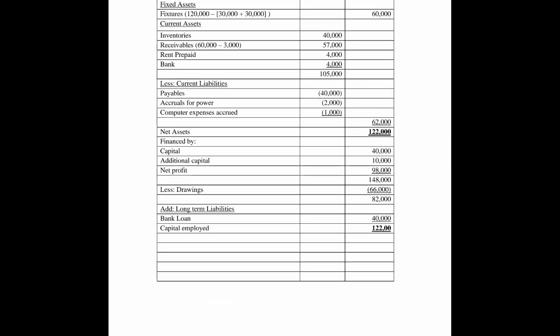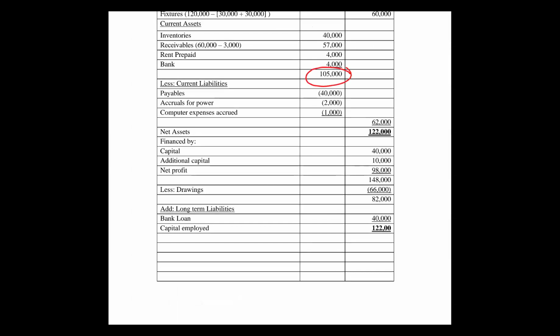So from these current assets that you have, you can deduct the current liabilities. You've seen them: payables, accrued expenses. You had those accrued expenses, the 2,000 for power and the 1,000. Deduct all these from the current assets. The 105 is total current assets. The figure that you remain with, you should add it to that value that remains so that you remain with net assets of 122,000.